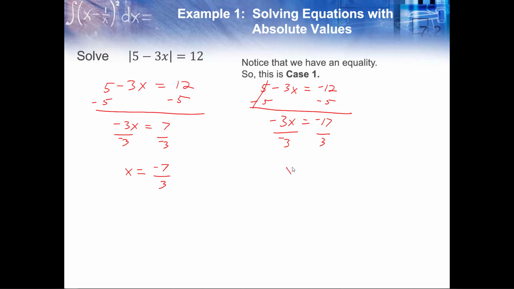And we have that x is equal to negative 7/3, and x is equal to 17/3. And therefore our solution set will be these 2 points: negative 7/3, comma, 17/3. Okay, those are my kind of problems.